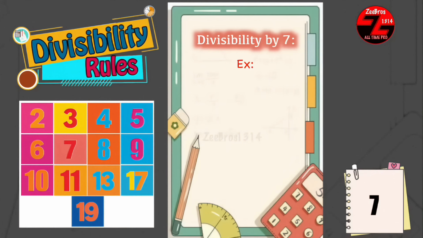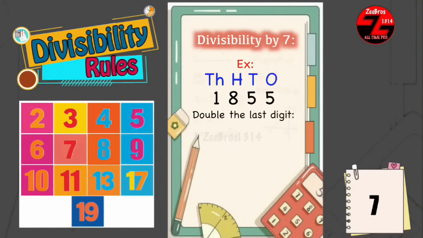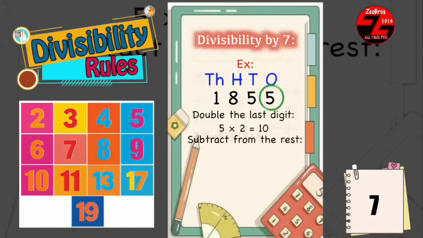Let's take an example of a 4-digit number, 1855. First, we have to double the last digit, which is 5. When we double 5, it makes 10. Second, we have to subtract 10 from the remaining number. The remaining number is 185. When we subtract 10 from 185, it makes 175.